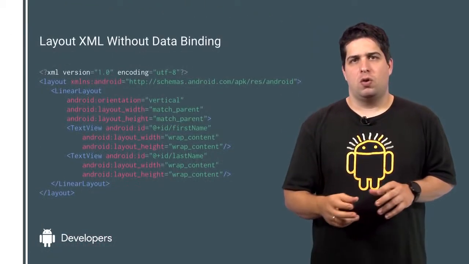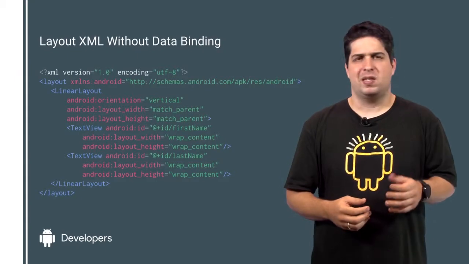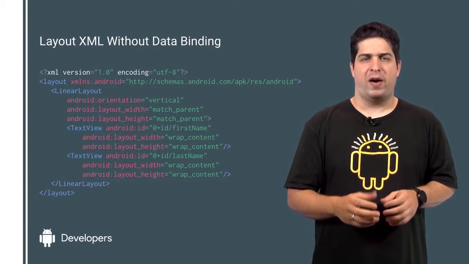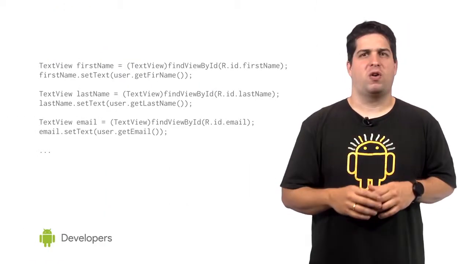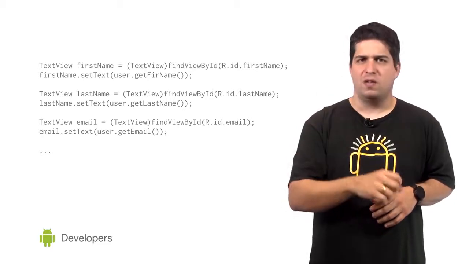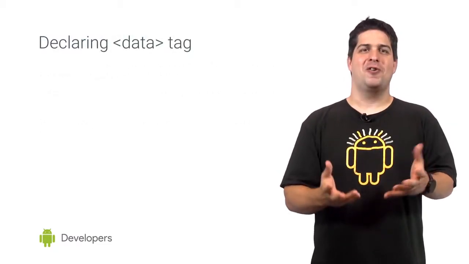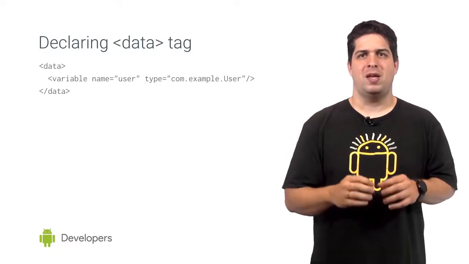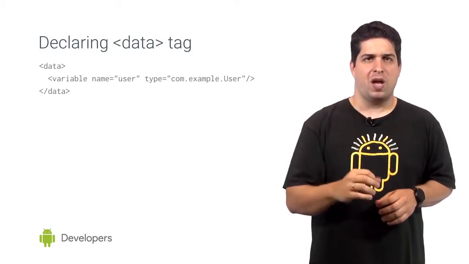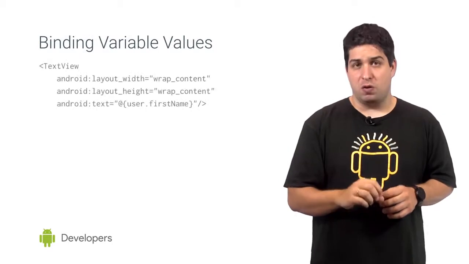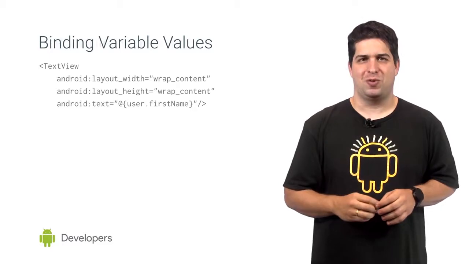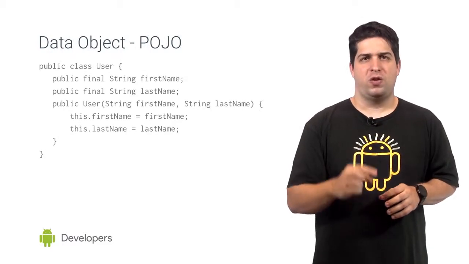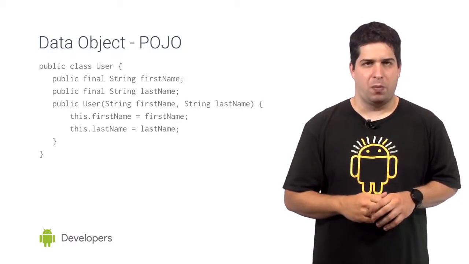Imagine you want to show some user information like first name, last name, and email. Your layout XML file without data binding could look like this. And then you would have to implement a bunch of Java code to instantiate the views, find the views, and set the correct values. But now, with data binding, you just have to add a data tag declaration with the variable name and type. And for each view, when you want the data from the object, just refer to the corresponding attribute. All the data will be retrieved from the data object that you declared and populated.